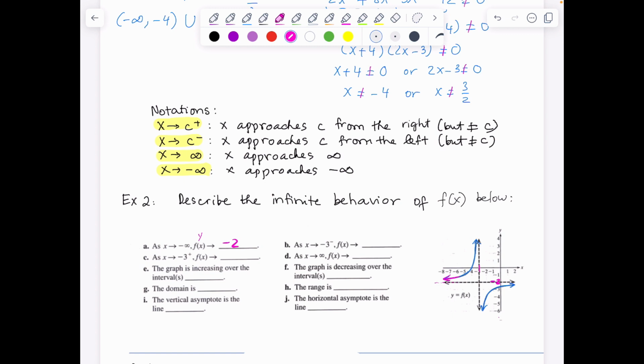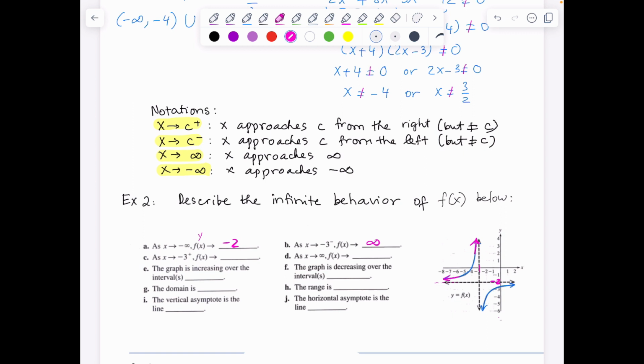So remember, the notation is x would approach a c, in this case -3, from the left, but it doesn't equal -3. Okay? So now they're asking, where does f of x go in that case? And now you can look at it as it's going up because we're talking about the y direction now. So going up means f of x goes to positive infinity. Or you just have to write infinity there.